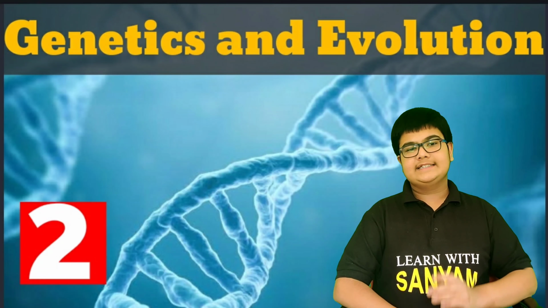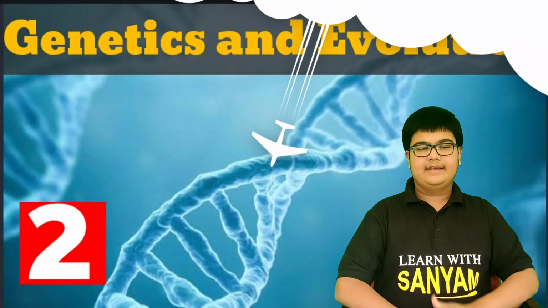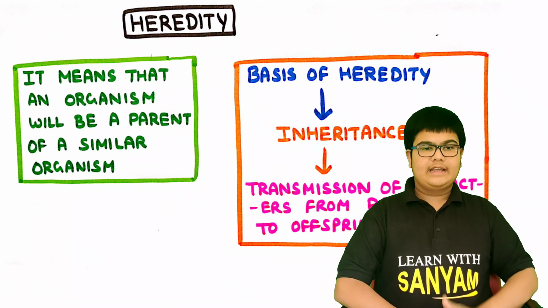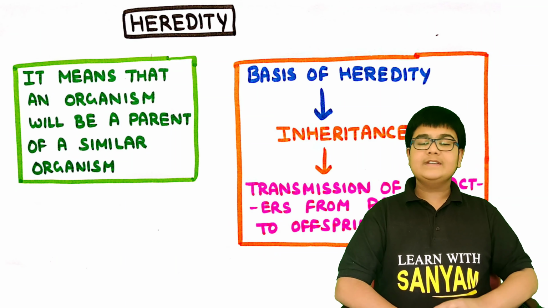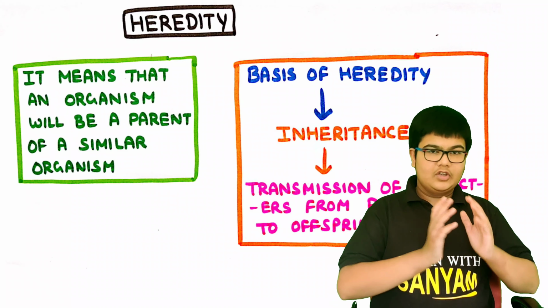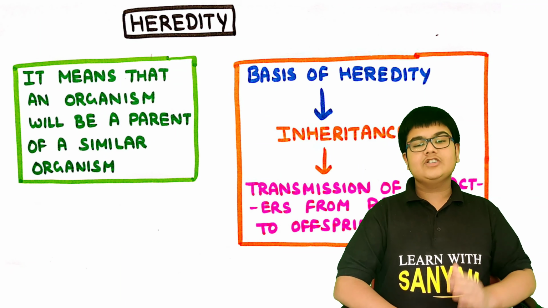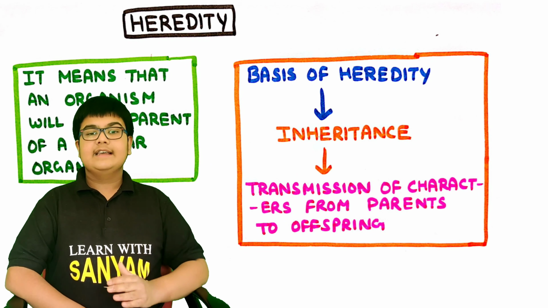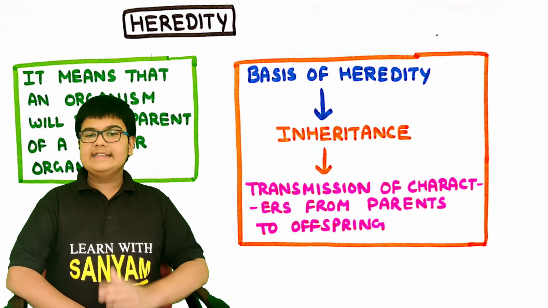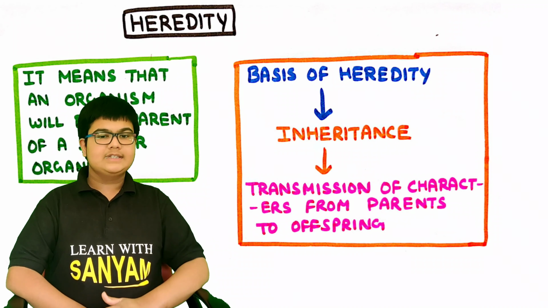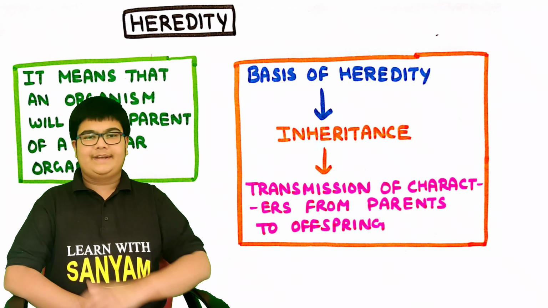Let's begin by understanding the definition of heredity. It means that an organism will be a parent of a similar organism. So a human will be a parent of a human and not of a dog. The basis of heredity is inheritance. Inheritance means the transmission of characters from the parents to offspring.